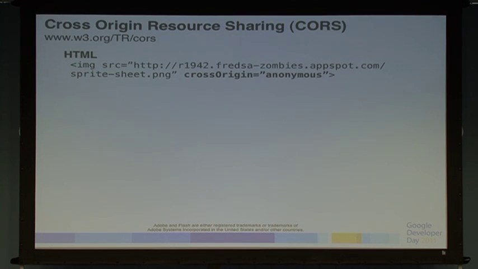And you just say cross-origin equals anonymous. And what that's saying is telling the browser, you can go fetch that image, but don't pass any credentials. I only want the image if it's publicly available. Go give it to me.